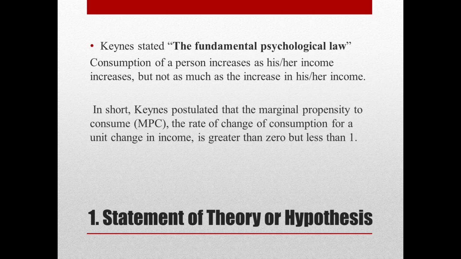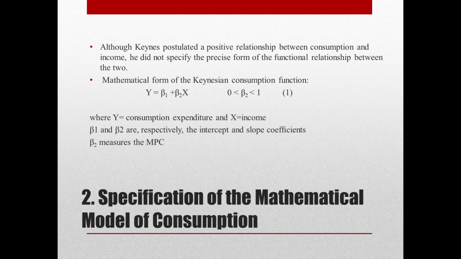So we have to empirically show whether this statement is correct or not. If, with the help of econometrics, we are able to show that this MPC is greater than 0 and less than 1, we'll say that Keynes theory is right. So second step is to write or specify the mathematical model of consumption.